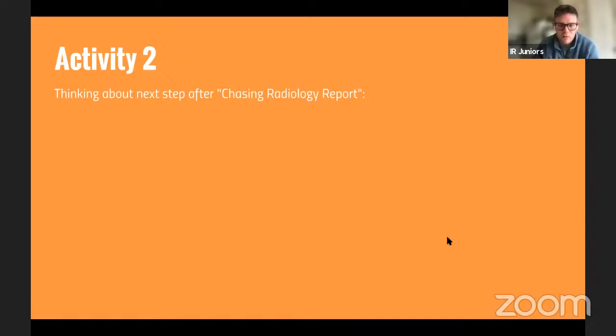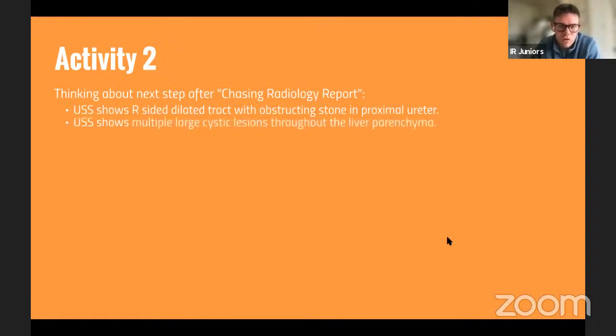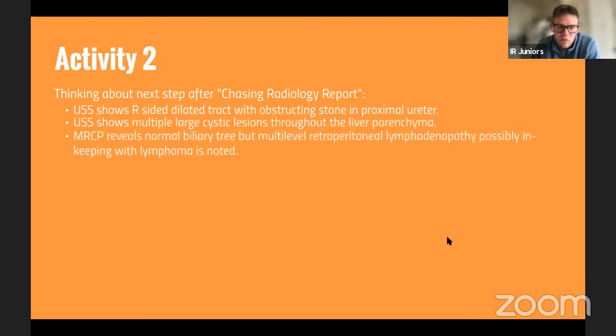So just get these to pop up. Just have a read through these as we go down through. Ultrasound scan shows right-sided dilated tract with obstructing stone in the proximal ureter. Ultrasound shows multiple large cystic lesions throughout the liver parenchyma. MRCP reveals normal biliary tree, but multi-level retroperitoneal lymphadenopathy, possibly in keeping with lymphoma. CTPA shows subsegmental PE with evidence of right heart strain.